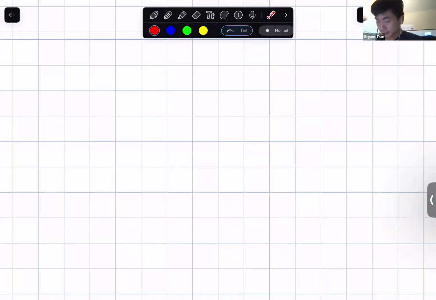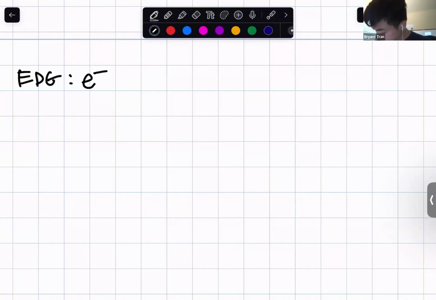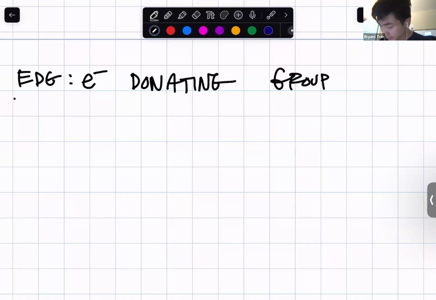Okay, I'm back. Let's now talk about EDGs and EWGs. So EDG stands for electron donating group, and EWG stands for electron withdrawing group.